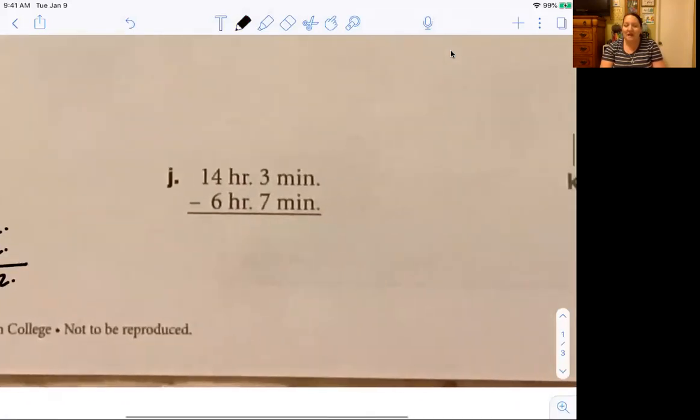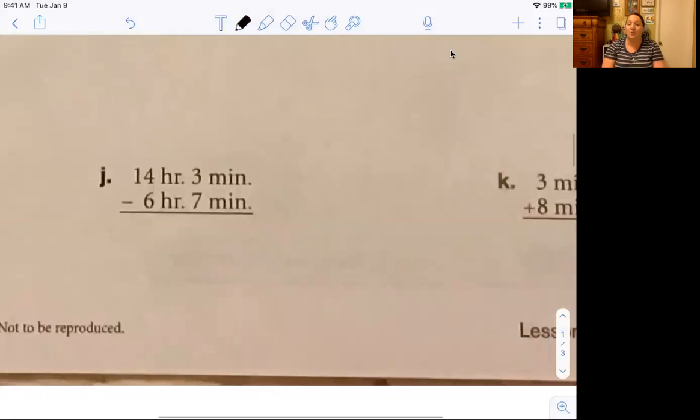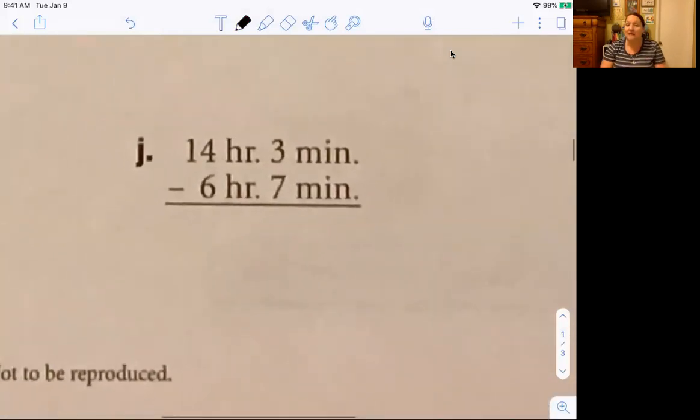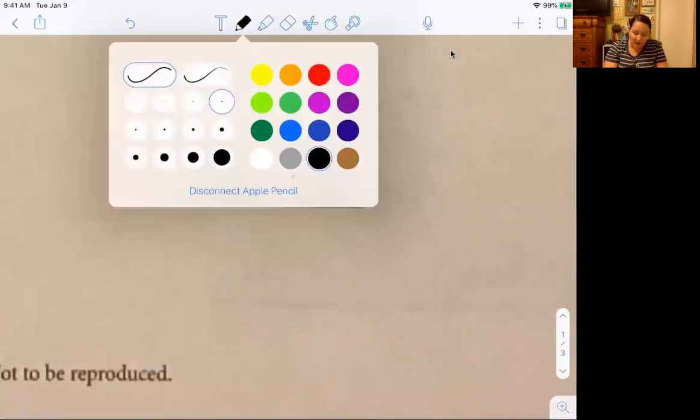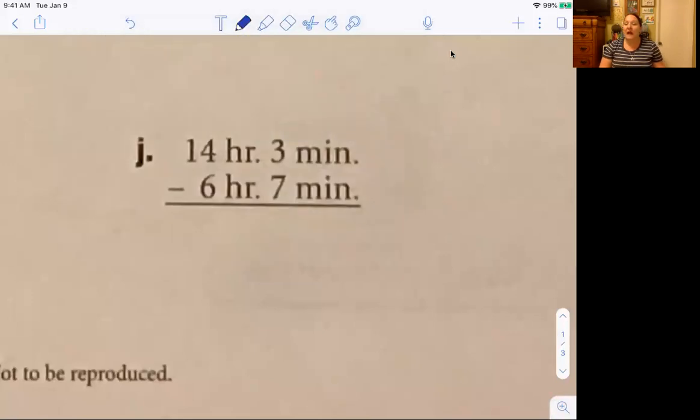Okay, letter J. Now we're going to be subtracting here, right? And when we are subtracting, we have to still follow subtraction rules. Remember, we subtract in columns. We do the right column, then we move over to the left column. Question, can you do 3 minus 7? No, you cannot do 3 minus 7. So that means you have to go to your neighbor.